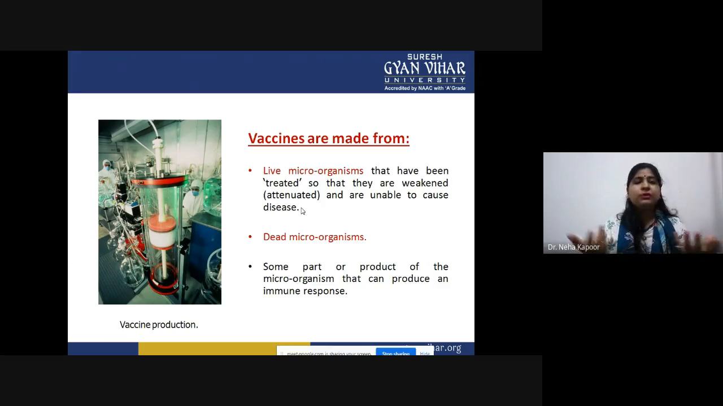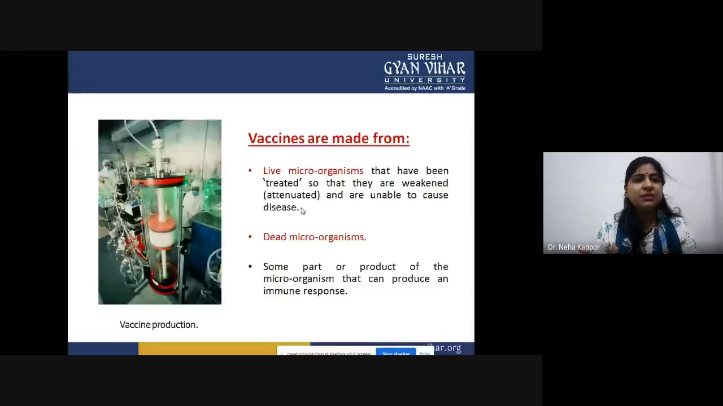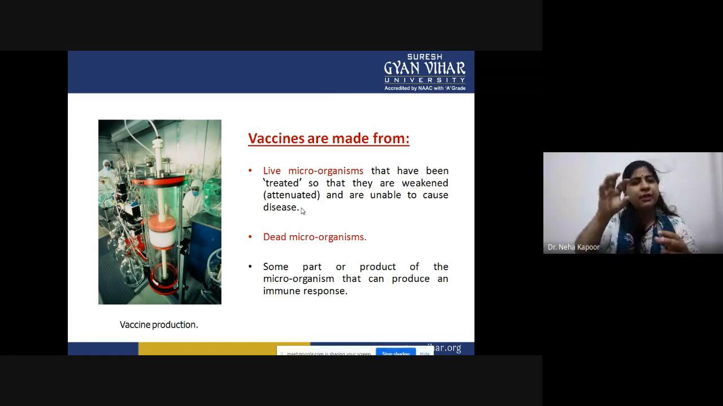If you talk about how vaccines are made, and from what material, there can be either live microorganisms whose virulence is reduced or weakened. They can also be dead microorganisms, or some part of them, some surface protein or some receptor, that can also be used as a vaccine.